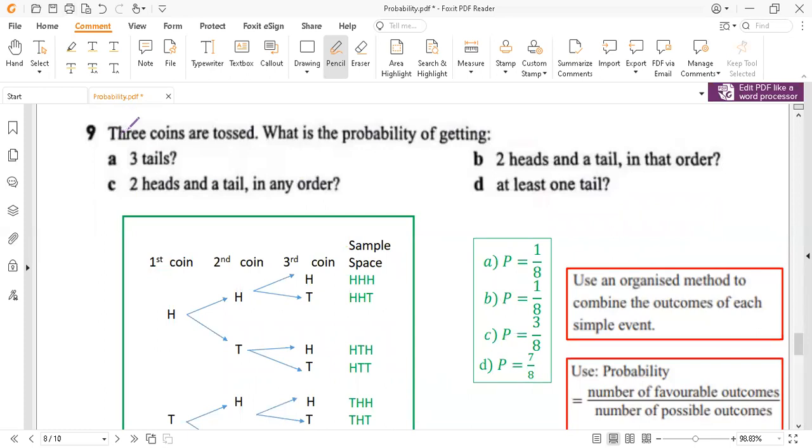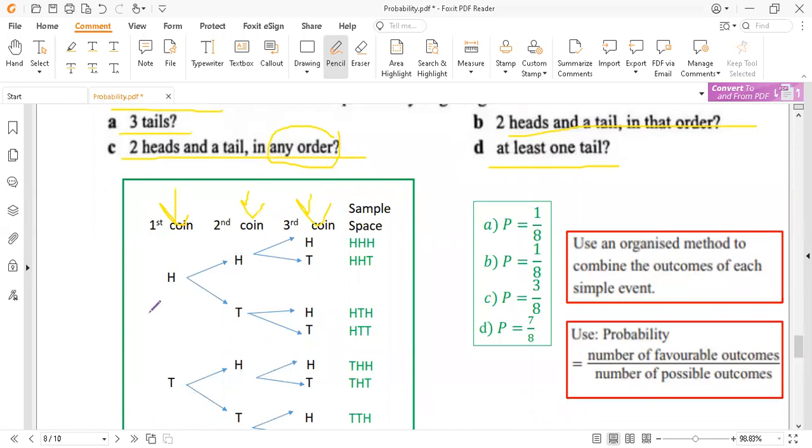In the next exercise, we have 3 coins tossed. What is the probability of getting 3 tails, 2 heads and a tail in that order, at least 1 tail? Normally, when we read all the questions, all the parts, we should know that we are interested in order. So if we toss 3 coins, we have the result of the first coin, the result of the second coin, and the result of the third coin. So we are interested in order, and we put the results in a tree diagram.